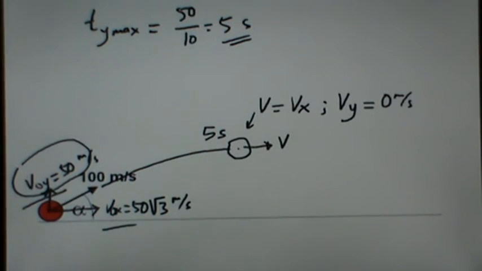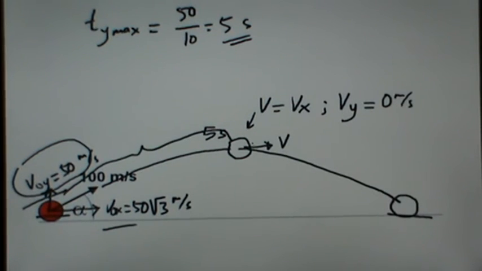And then the ball will go to the maximum point here. If the vertical position of the initial position and the final position are the same, therefore the time needed to go from here to here and to go from here to here will be the same. So this will be 10 seconds, or 5 plus 5 seconds.